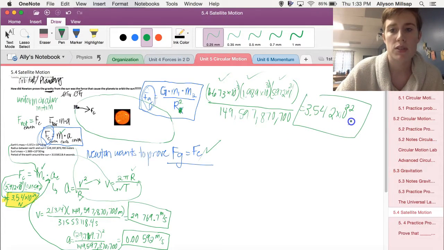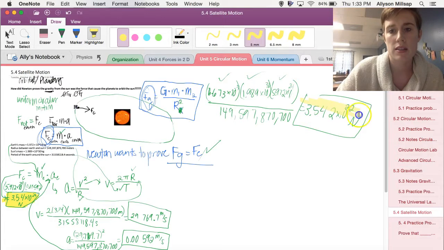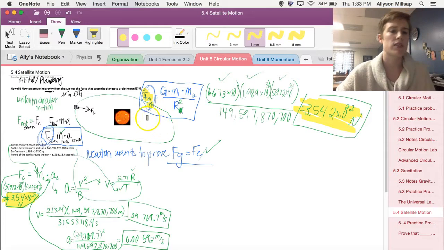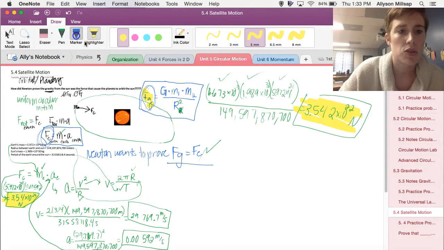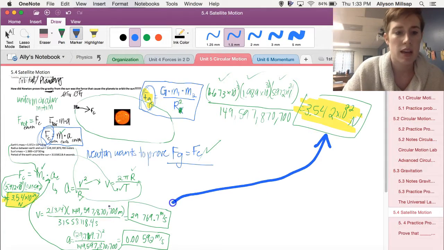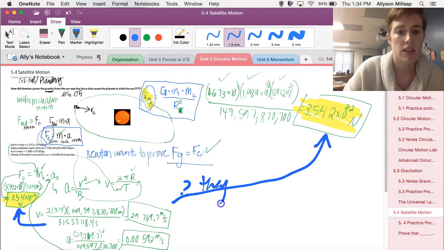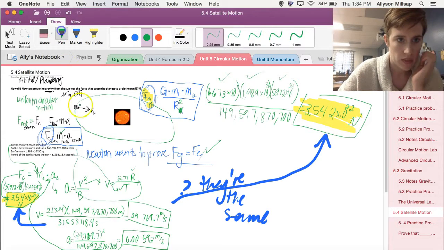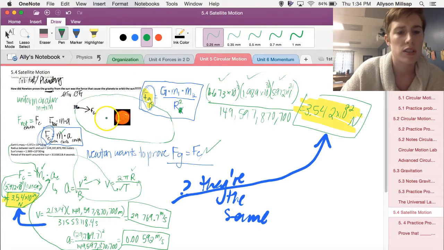So what does that number represent? That represents our f of g force. Okay, that represents the gravitational force. So we need to double check and say, hey, is this number the same as this value? And they're the same. So what does that mean? It means that the pull on the Earth towards the sun is 3.54 times 10 to the 22nd newtons. The gravitational force between the two objects is the same number, almost the same number.